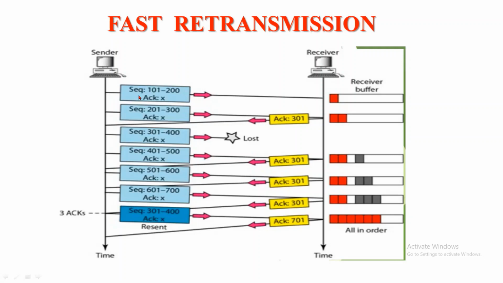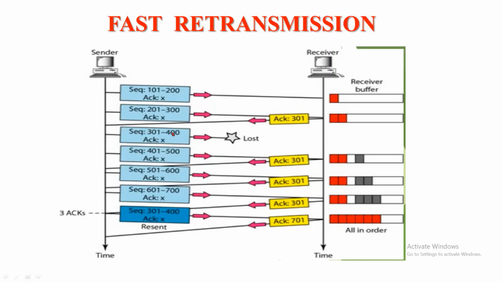Here you can see that bytes with the sequence numbers 101 to 200 are sent, and then it receives an acknowledgement, and then it again sends bytes with sequence numbers 201 to 300. Now, after receiving both these segments, the receiver sends acknowledgement 301, meaning that it is now expecting the segment with sequence number 301. Next it sends bytes with sequence numbers 301 to 400, but this is lost.